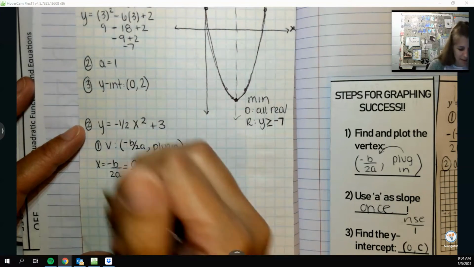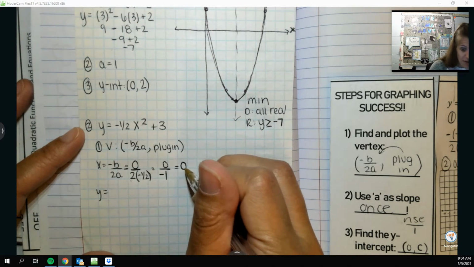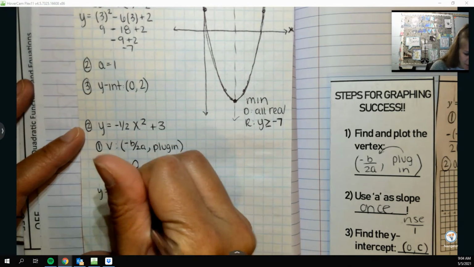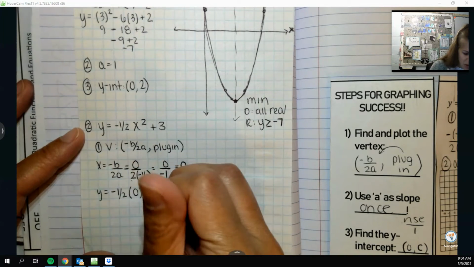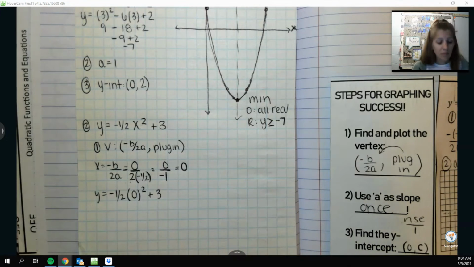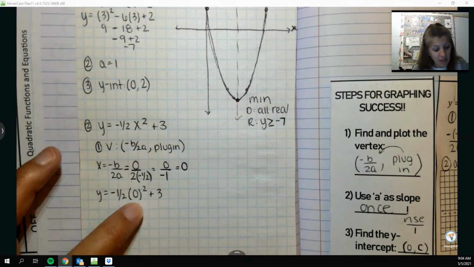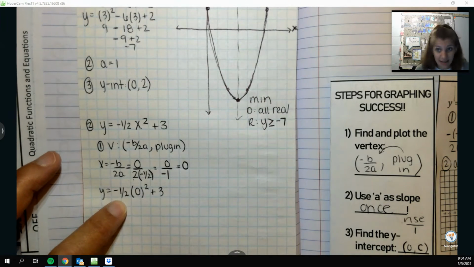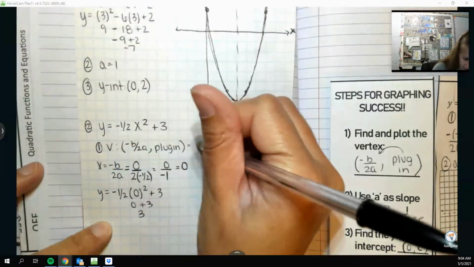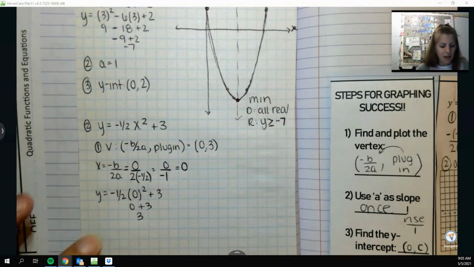Then I need to go find the y value of my vertex. We find the y value by putting the x that I just found in place of x here and simplifying. So we'll have negative half times 0 squared plus 3. Now 0 squared is 0 times 0, that's still 0. 0 times half is 0. And so really we just have 0 plus 3, so the y value is 3. So we end up with our vertex being at (0, 3).